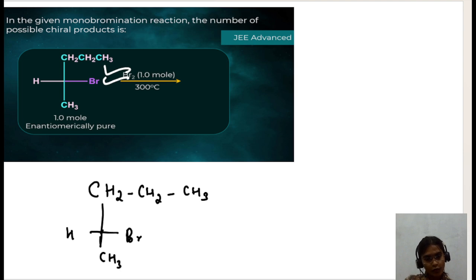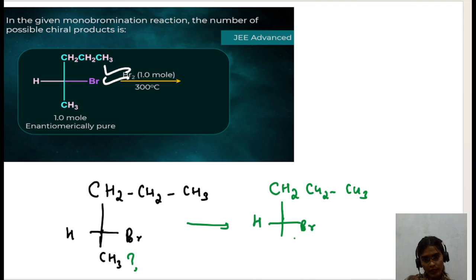So let's see all the possible choices. Maybe first of all the bromine is connected on this carbon. Let's see what is going to happen there. It will remain the same, CH2, CH2 and CH3, and the bromine is connected here and hydrogen connected here, so this carbon is now connected with bromine. So yes, this is a possible product.